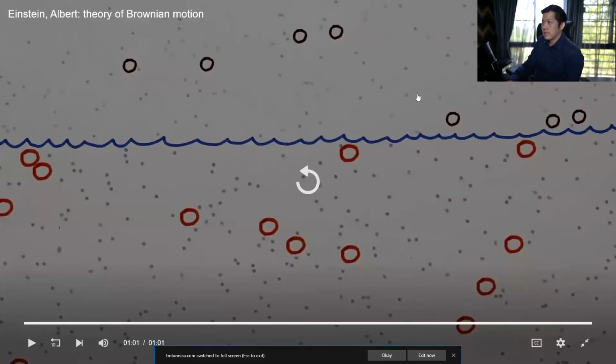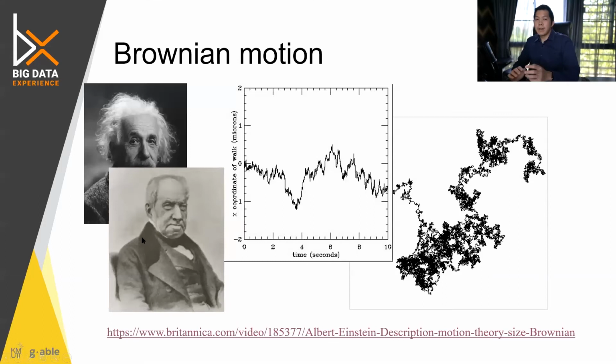Right, this is it. Let me come back to my slide. Okay, the Brownian motion. Actually, you have seen the explanation on that.